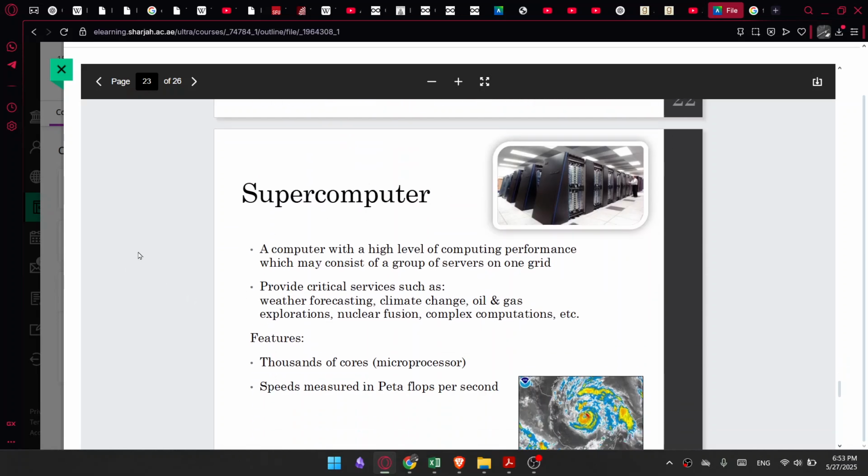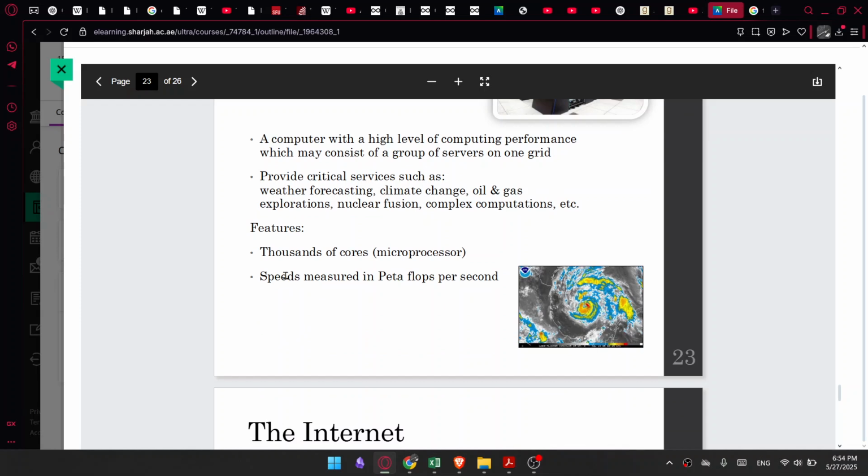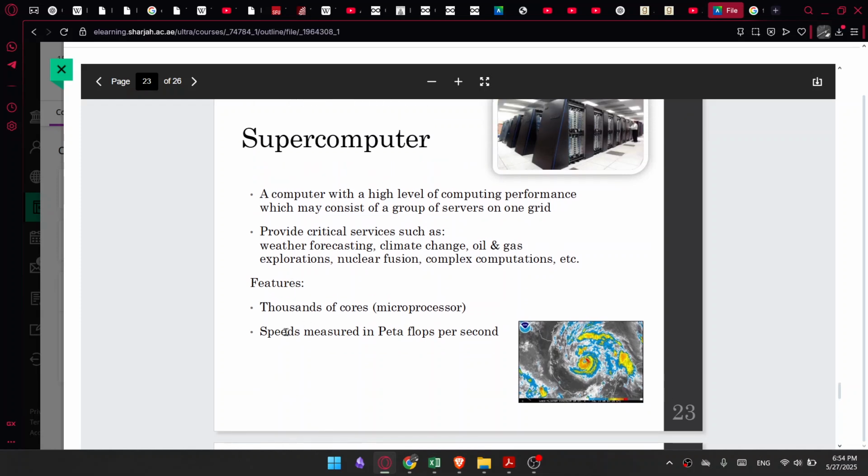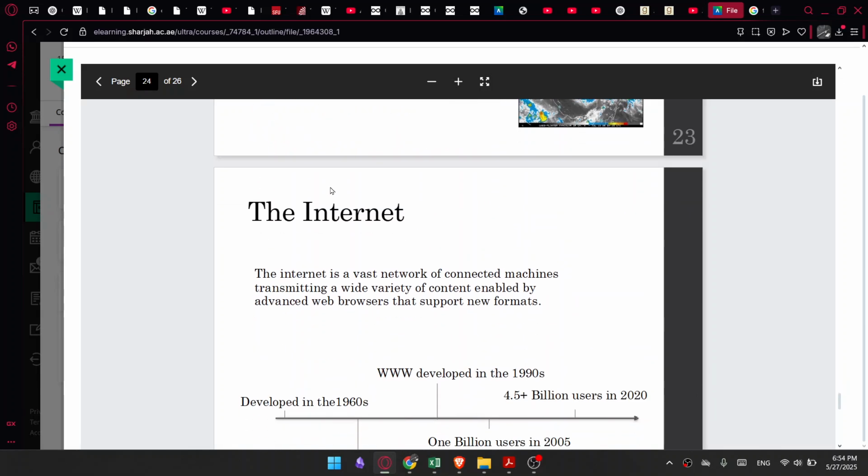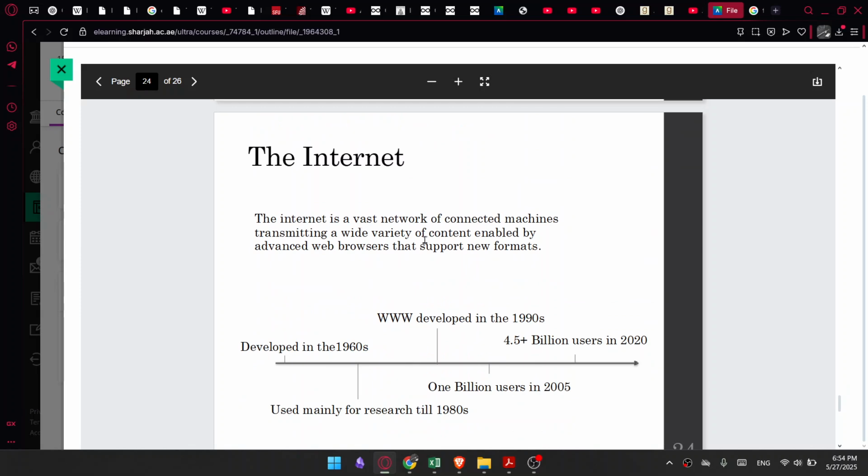A supercomputer is a computer with a high level of computing performance, which may consist of a group of servers on one grid. It provides critical services such as weather forecasting, climate change, oil and gas exploration, nuclear fusion, I don't know how to pronounce it, complex computations, etc. Features: thousands of cores, microprocessor speeds measured in flops per second.